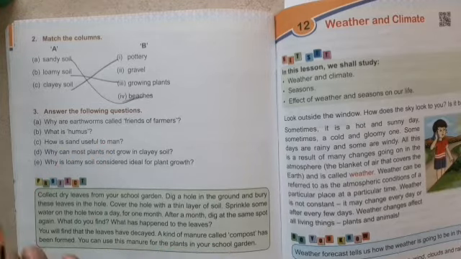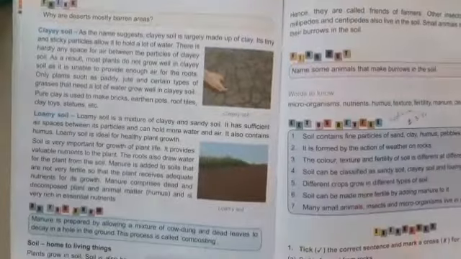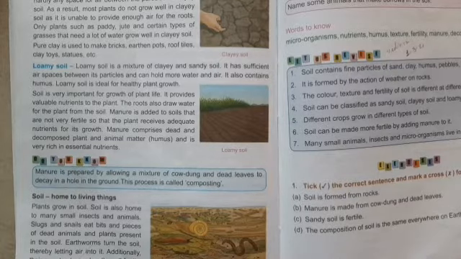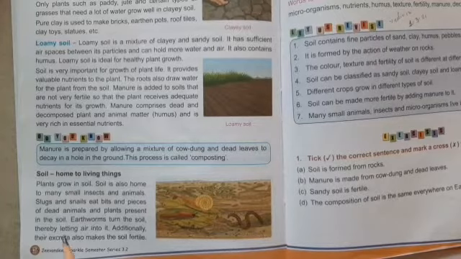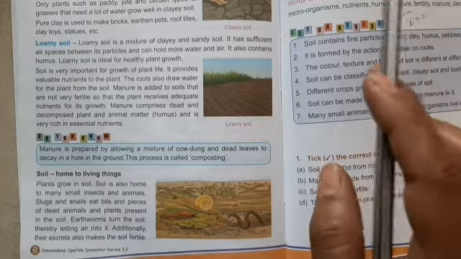Question A. Why are earthworms called friends of farmers? If you read the lesson, at that time only you will get the answers and you will understand what the question is and what the answer will be. Earthworms turn the soil, thereby letting air into it. Their excreta also make the soil fertile. Hence, they are called friends of farmers.